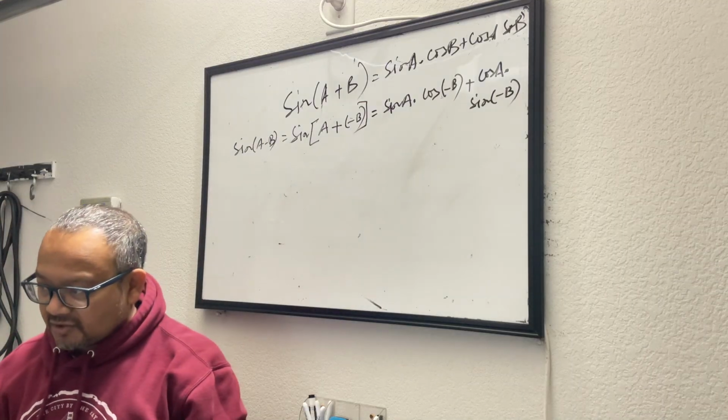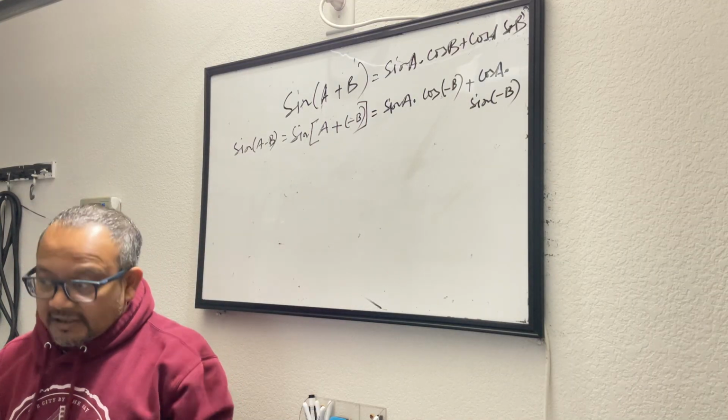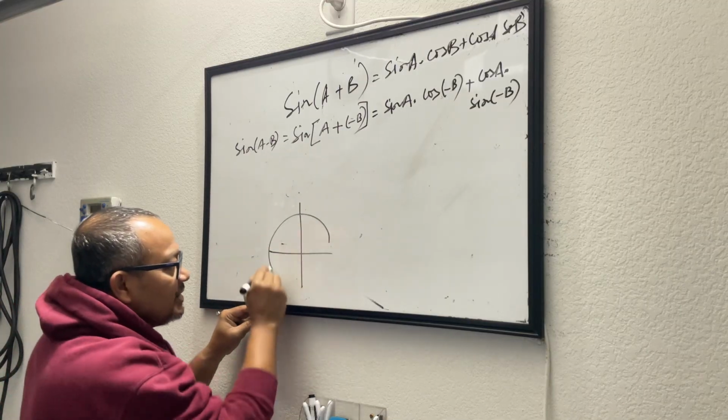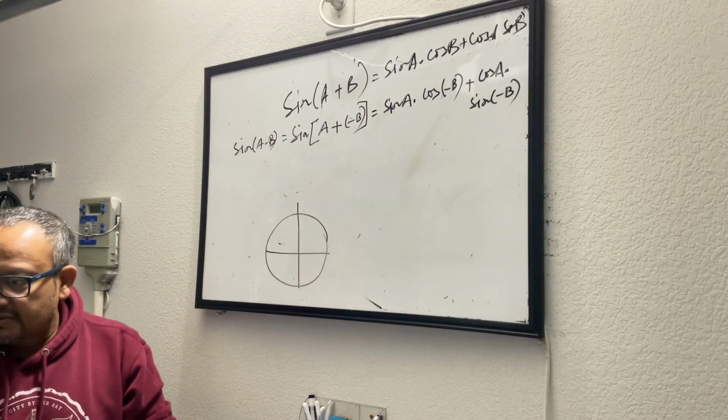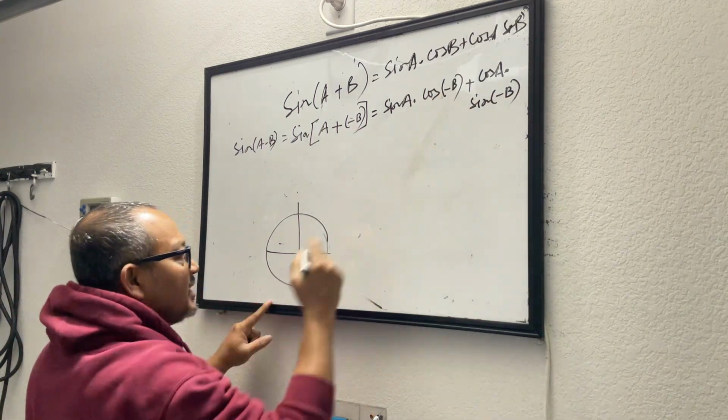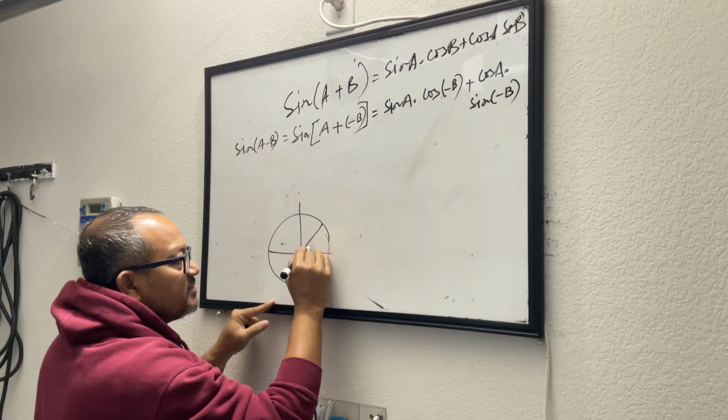So far, nothing bothering you guys? Now, coming back to unit circle, to be able to visualize these things. If I'm talking about, let's say we are dealing with minus B, right? Let's say this is my angle B. This is my angle B.